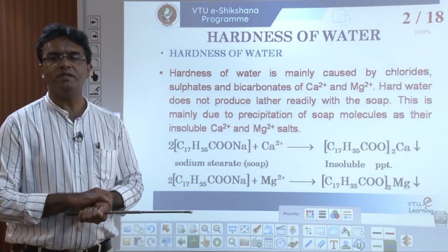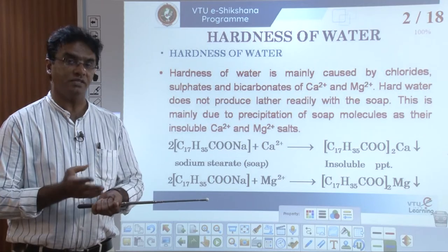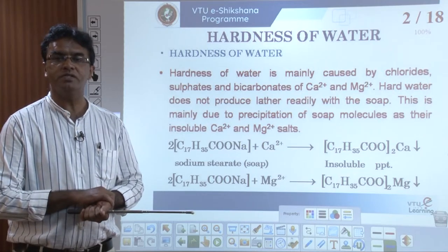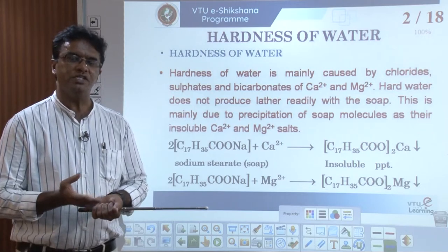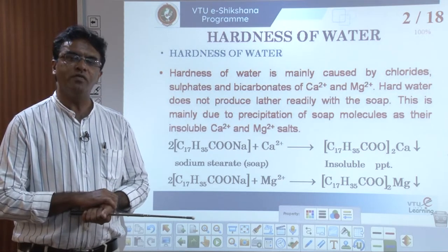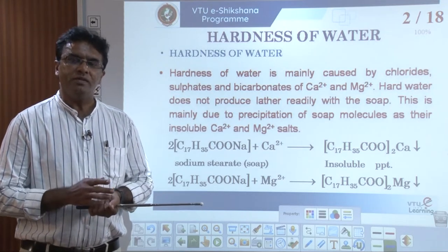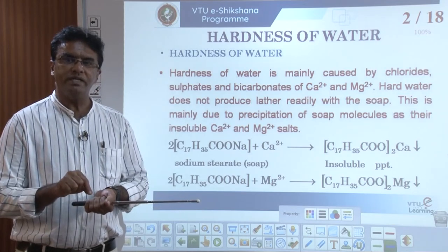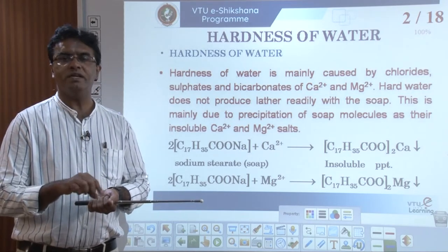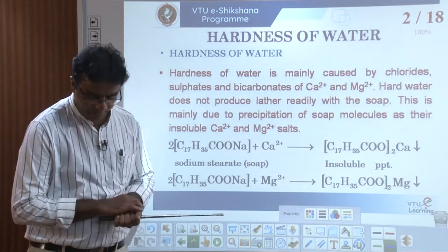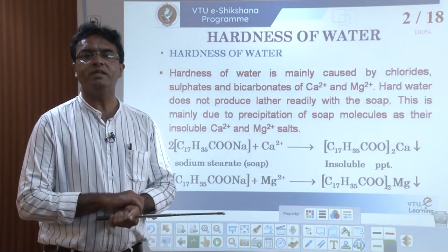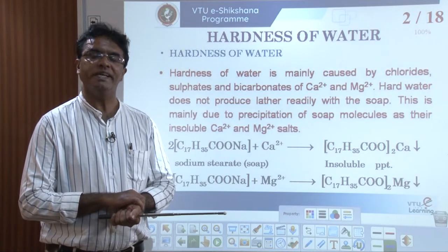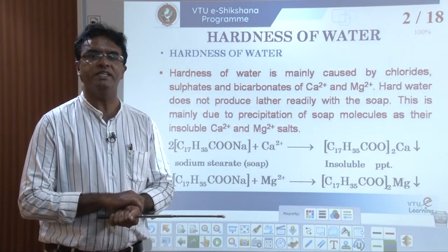in nature, and that water will not be suitable for washing clothes, and it is also not suitable to be used in industrial boilers, etc. So whenever salts of calcium and magnesium, chlorides, sulfates and bicarbonates of calcium and magnesium are present in the given water sample beyond a certain limit, that water becomes hard in nature.